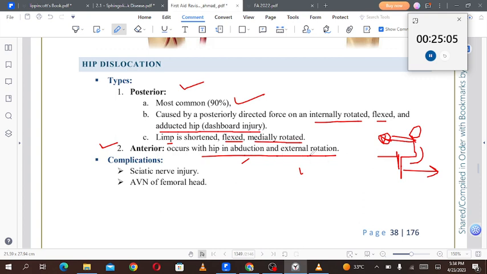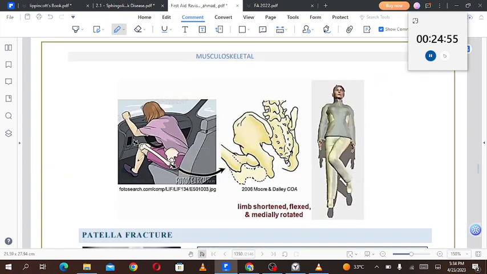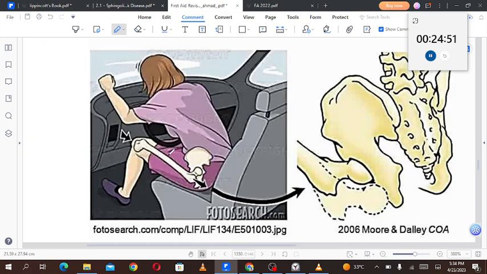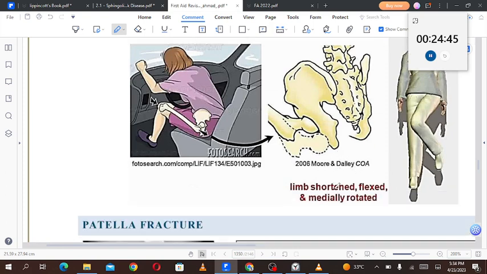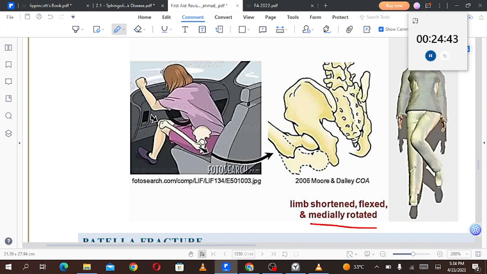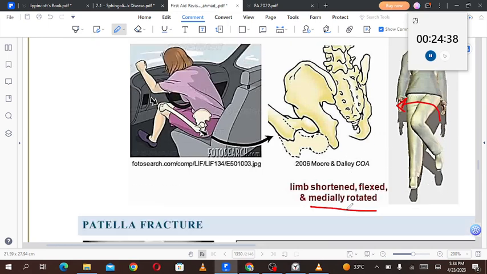Complications: whenever there is hip dislocation, the sciatic nerve, which passes in close relationship to the hip joint, can be injured, so there will be sciatic nerve injury and avascular necrosis of the femoral head. Here you can see that whenever there is force directed in this direction, like the black arrow, the hip will be dislocated posteriorly, and the limb is shortened, flexed and medially rotated.